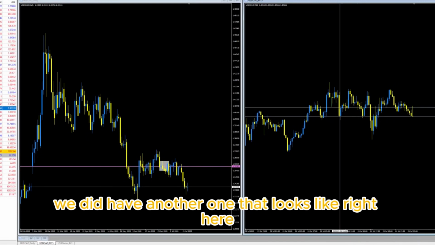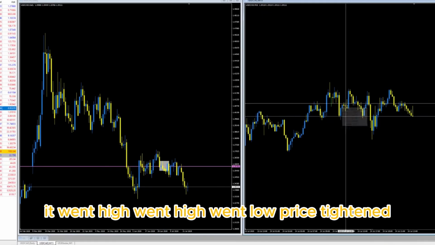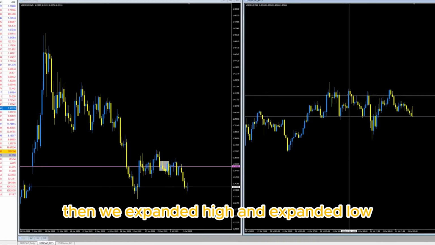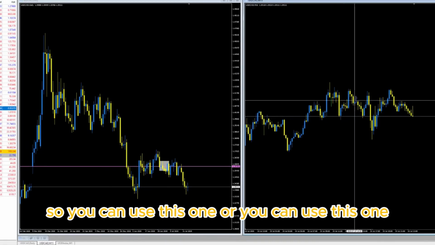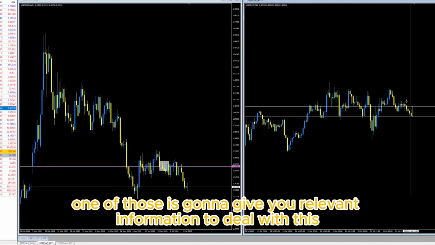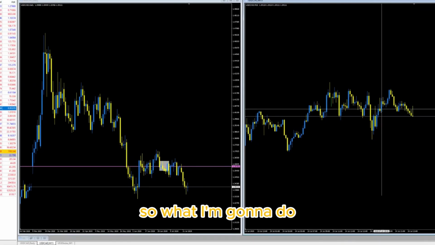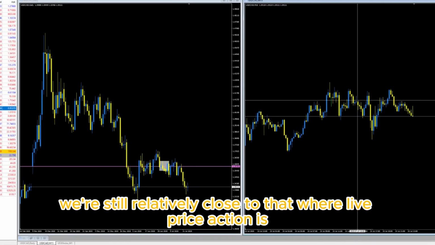We did have another one that looks like right here, a minor contraction point. It went high, went low, price tightened, then we expanded high and expanded low. So you can use this one or you can use this one. Either one of those is going to give you relevant information to deal with this entire area right here. So what I'm going to do, I'm going to use this one right here, because we're still relatively close to that, where live price action is.